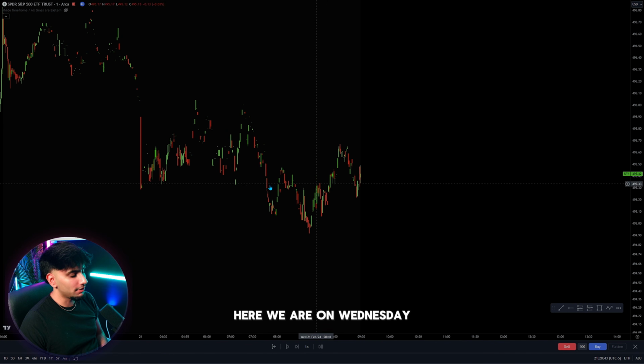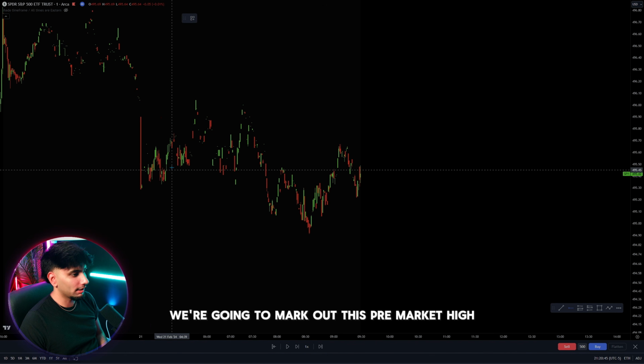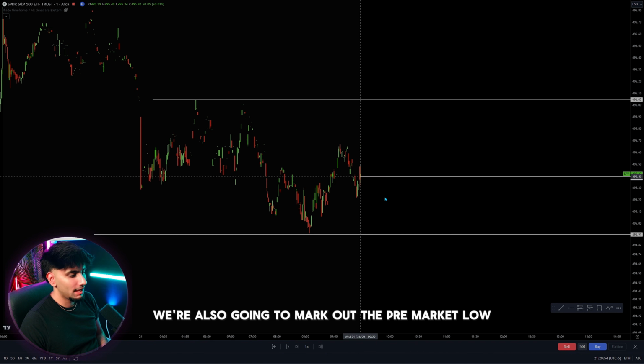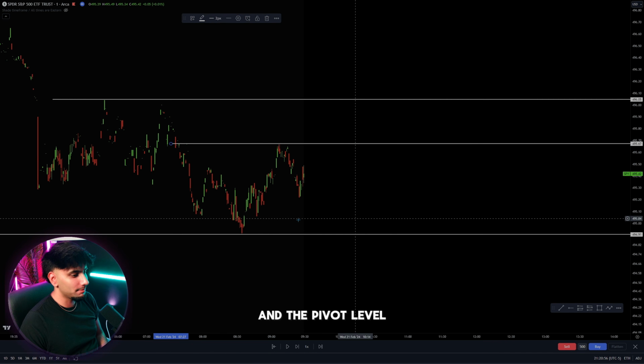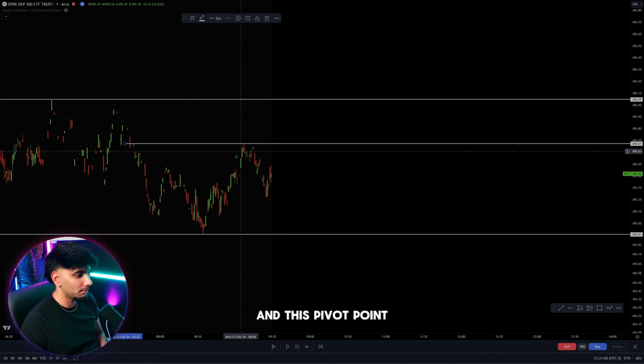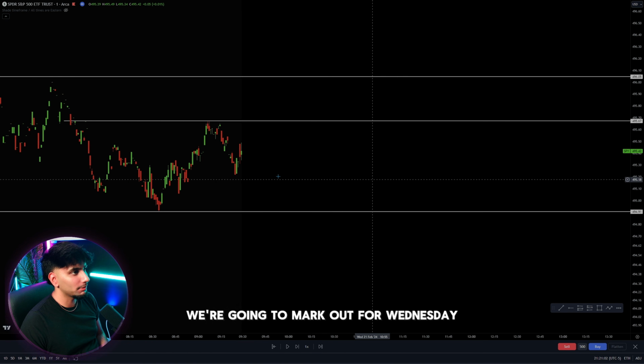Here we are on Wednesday. On Wednesday, we're going to mark out this pre-market high. We're also going to mark out the pre-market low. And then of course the pivot level, and the pivot level just comes in right here at the mid of this candle and this pivot point. So these are all the levels we're going to mark out for Wednesday.